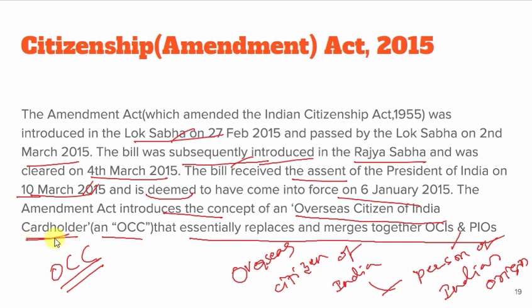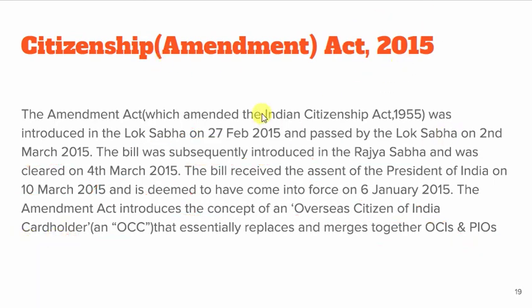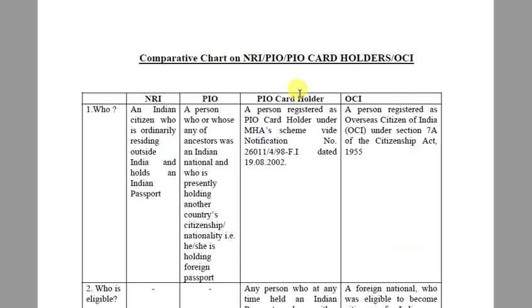So this was the latest amendment, and as you can see, I've given the comparative chart of NRI, PIO, person of Indian origin, PIO cardholders, and OCI. I've given the major differences, like who is called an NRI, PIO cardholder, and OCI. Do go through this chart, which is also present in your Lakshmikant book.